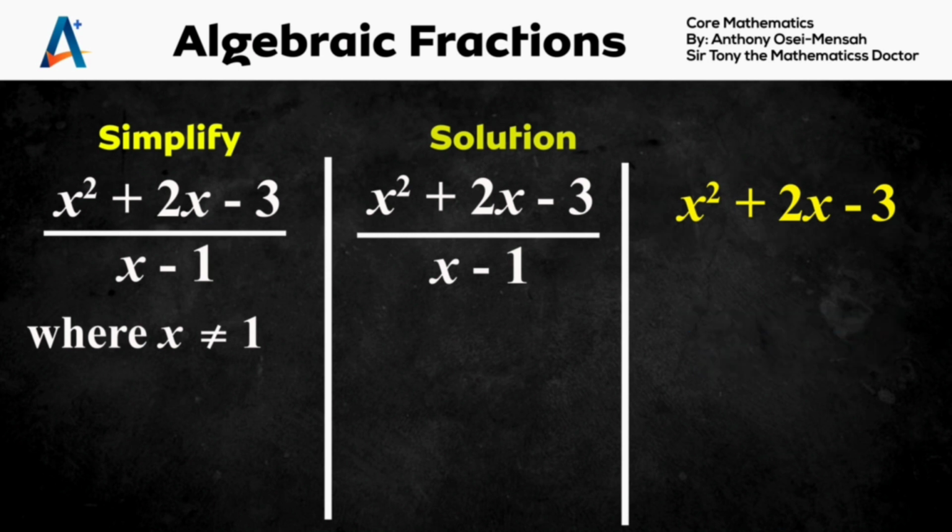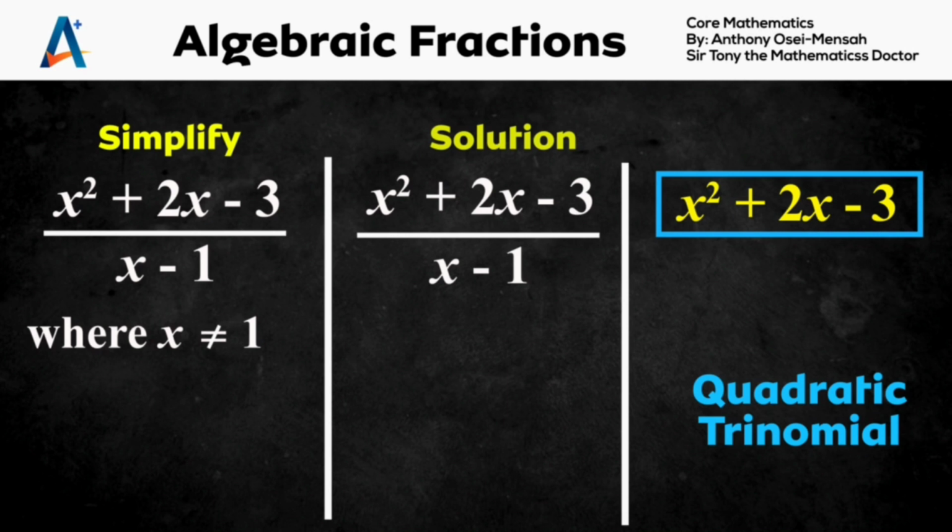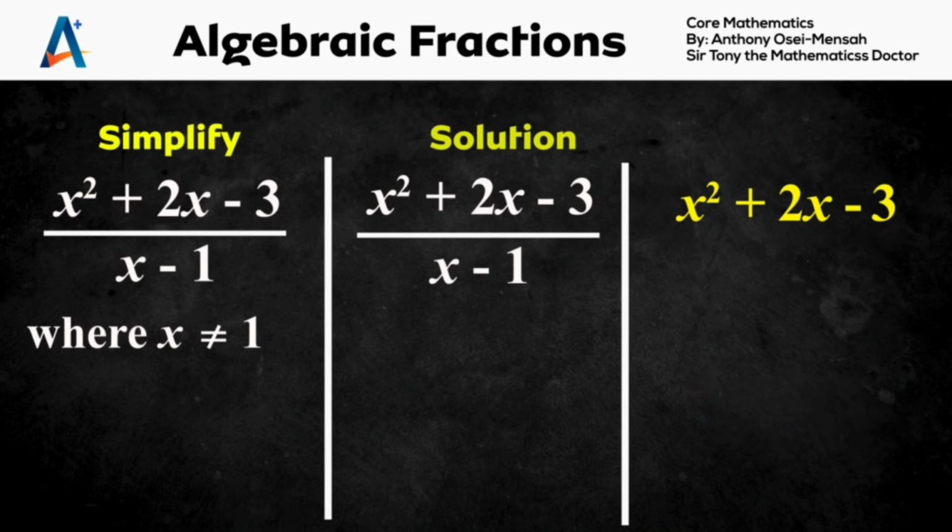A quadratic trinomial means that there are 3 terms in the expression, 1, 2, 3, and the highest power, or the highest exponent, of the variable in the expression is 2. So the x power 2 makes it quadratic and the 3 terms make it trinomial. So, quadratic trinomial. In mathematics, we factorize quadratic trinomials. So here, I'm going to teach you step by step how to factorize this quadratic trinomial.